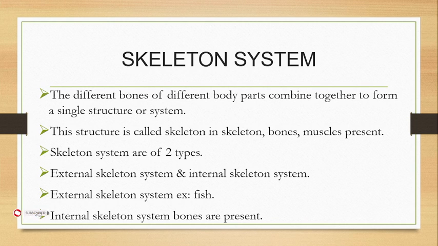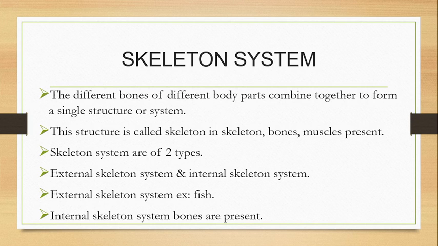Skeleton systems are of two types: one is the external skeleton system and the other is the internal skeleton system. External skeleton system, example is fish. In fishes, scales are present, right? These are the external skeleton system.